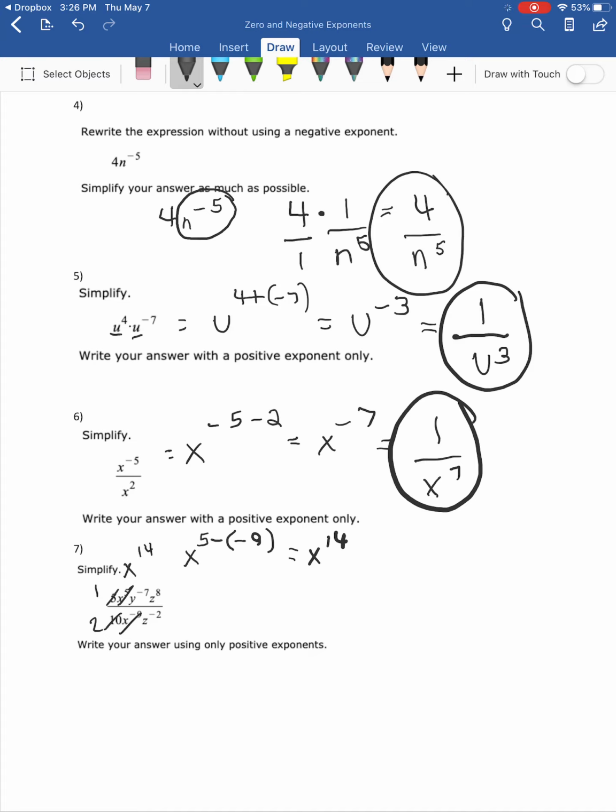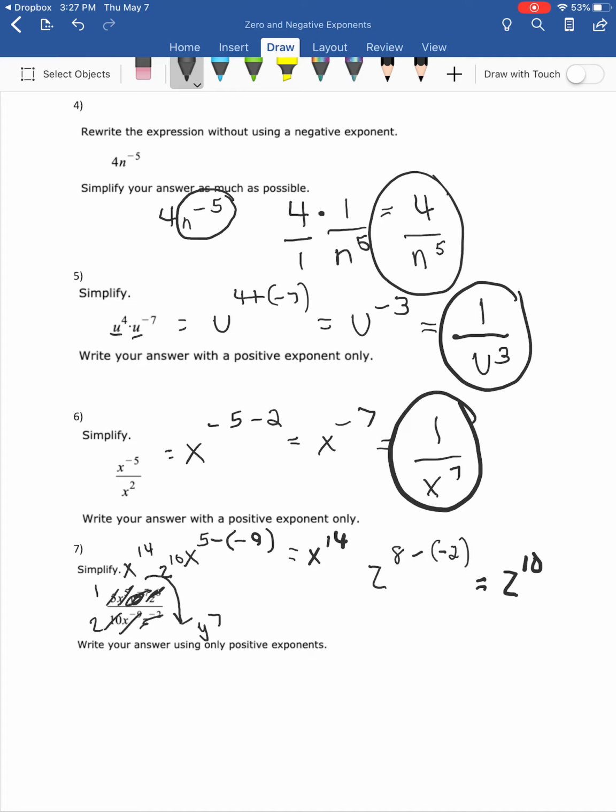All right? Now for the y to the negative 7, that's going to come to the bottom as y to the positive 7. I'm going to cross that off the top. And for the z's, we have a z to the 8th divided by z to the negative 2. So that's going to be z to the 8 minus negative 2. So that's going to be z to the 10th. That's a positive exponent, so that's going to go in the numerator.